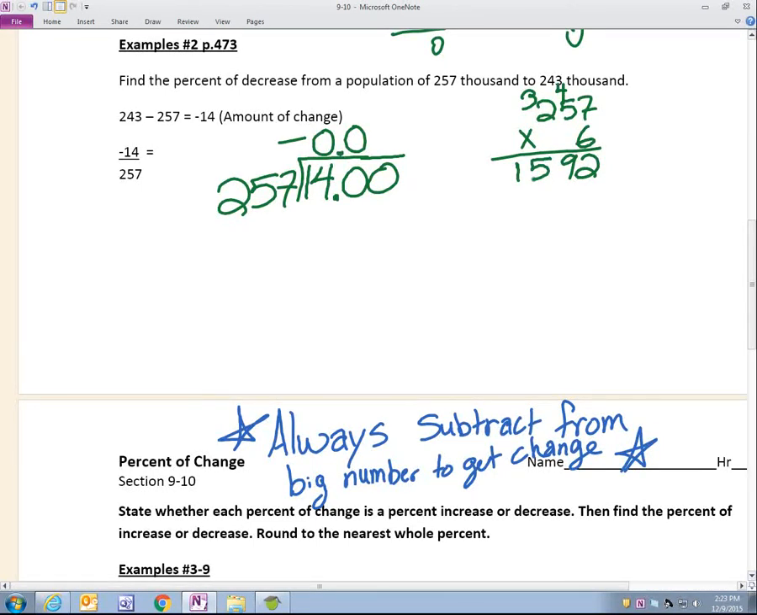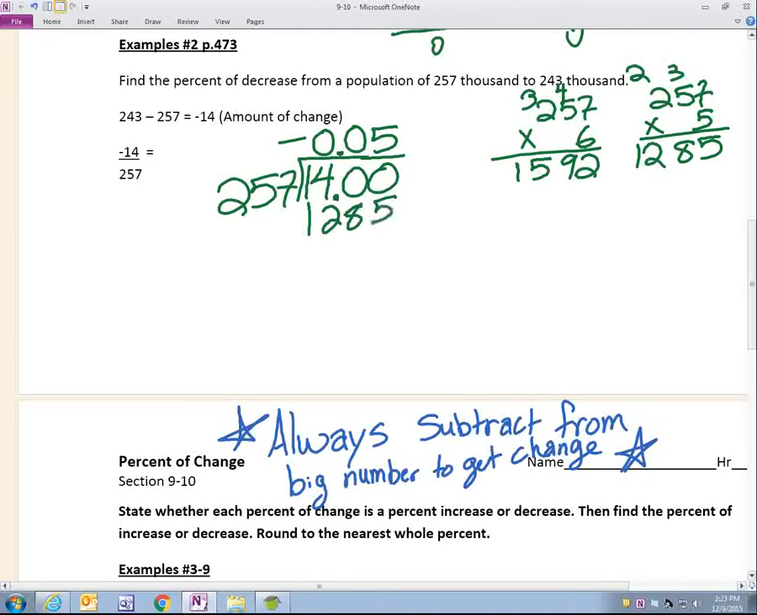That one's too high, so I know that one's going to work. So 1285 is too high, so I know this is going to be 4.